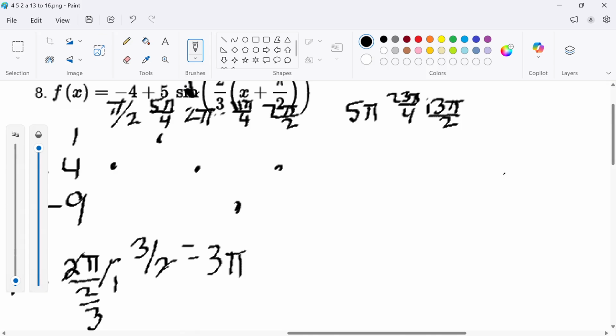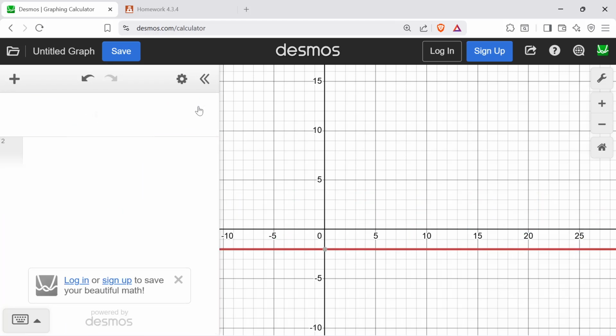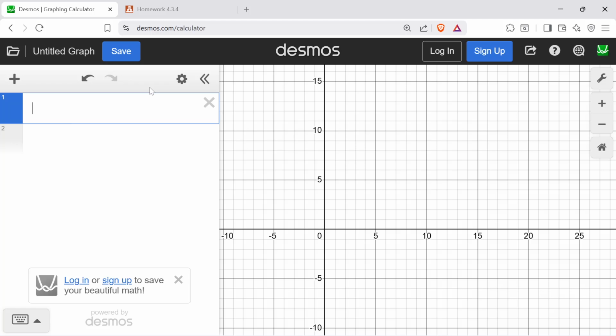And then 5 pi is 10 pi over 2 plus 7 pi over 2 is 17 pi over 2. Divided by 2 is 17 pi over 4. Okay, so again, it goes midline, high, midline, low, midline. And I guess I better graph it just to show that that is correct. I said I wasn't going to, but now I'm going to.